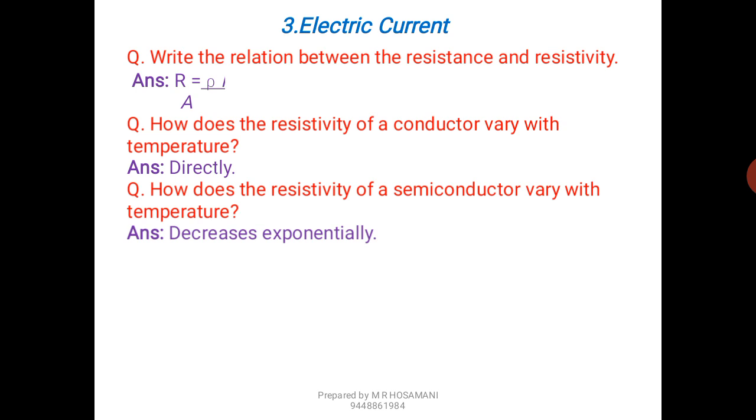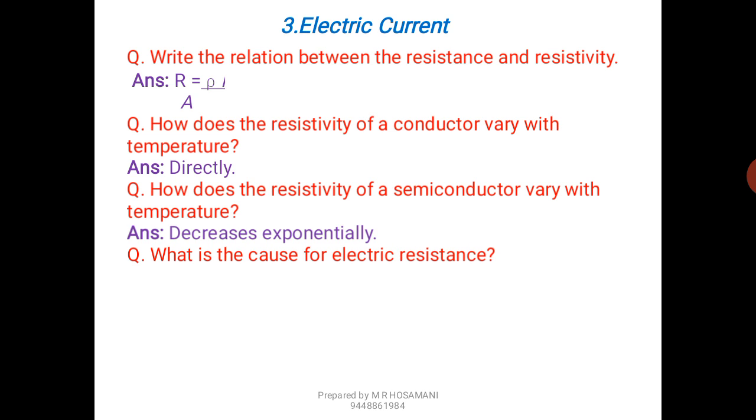Okay, and if you plot the graph of resistance or resistivity versus temperature, for a conductor we are getting a straight line, and if you plot the graph of temperature versus resistivity for a semiconductor, it exponentially decreases. So we are getting a curve here. Okay.